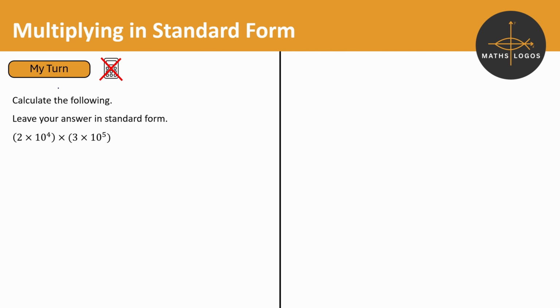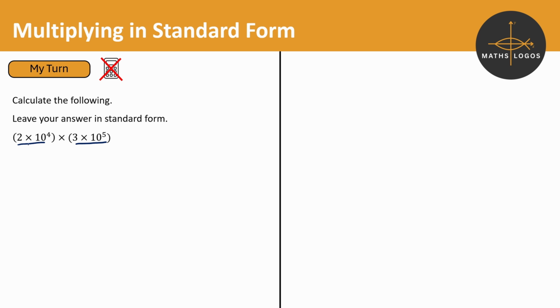Hi everyone, in this lesson we're going to look at how we multiply numbers that are in standard form. So let's look at our first example. Calculate the following. Leave your answer in standard form. 2 multiplied by 10 to the power of 4 multiplied by 3 multiplied by 10 to the power of 5. So that number is in standard form and so is that.